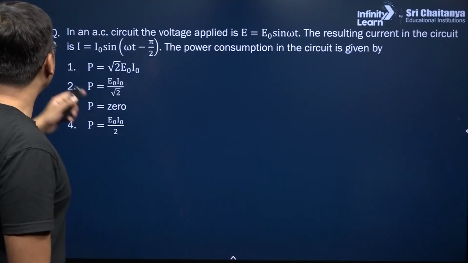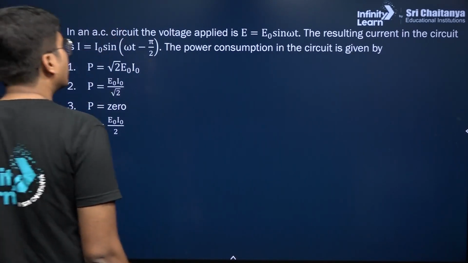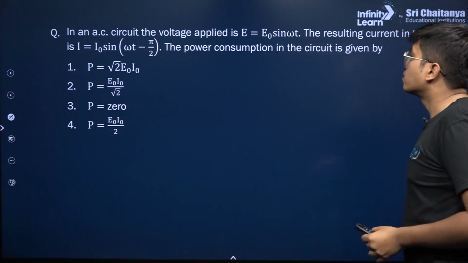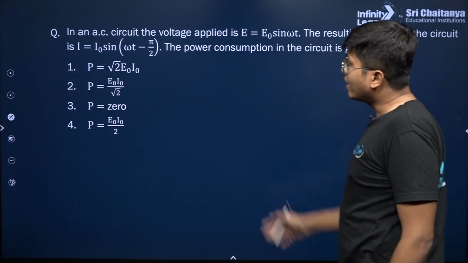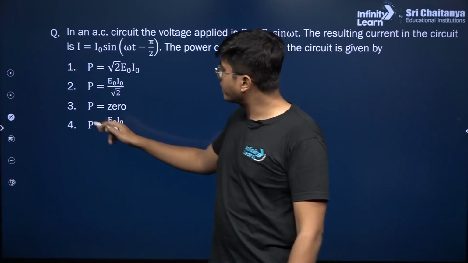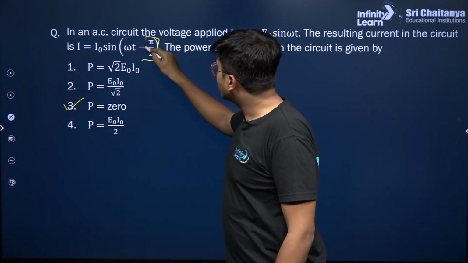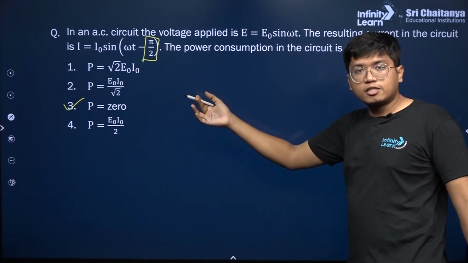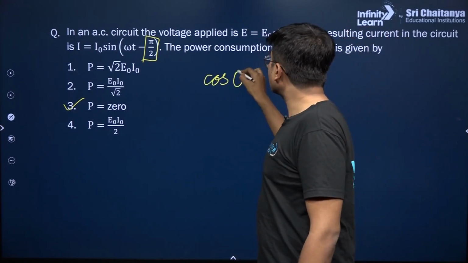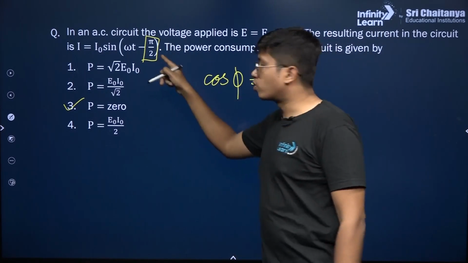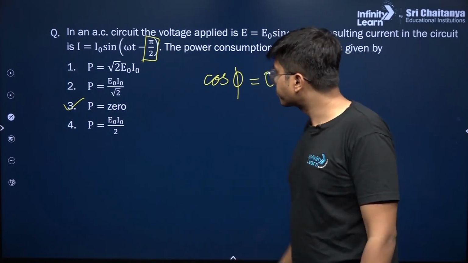Next question. In an AC circuit, voltage supplied is E is equal to E naught sine omega t. Resulting current in the circuit is I is equal to I naught sine of omega t minus pi by 2. The power consumption in the circuit is given by, and this you don't even need to do anything, you can directly put power is 0. Why? Because you can see the phase difference is pi by 2 or minus pi by 2 as you would consider it, which means your power factor cos phi is going to be equal to 0. Cos of pi by 2 would be 0. So your effective average power would be 0 here.